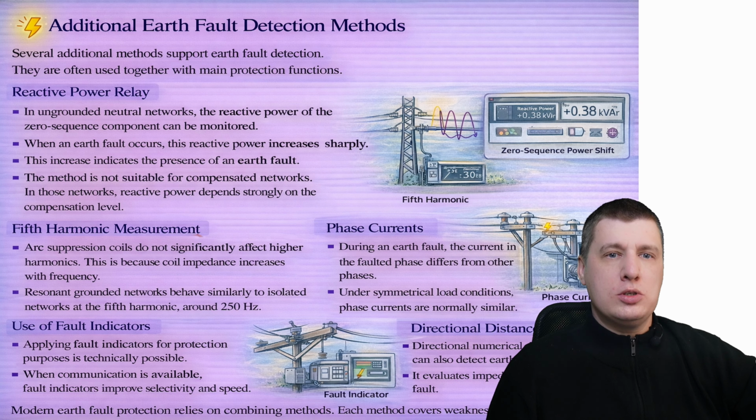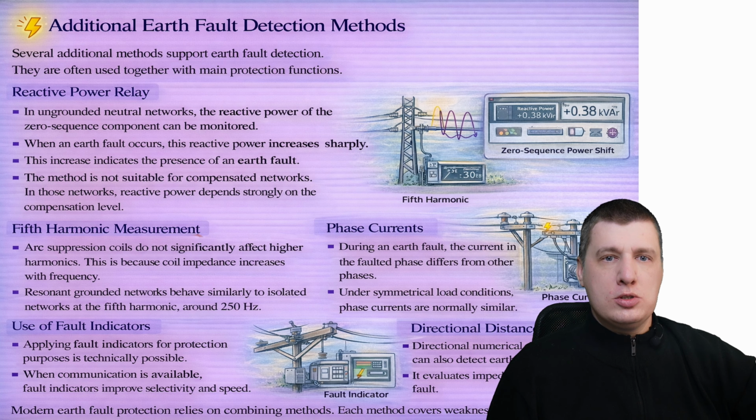In isolated neutral networks, the reactive power of the zero sequence component can be monitored. When an air fault occurs, this reactive power increases sharply. This increase indicates the presence of an air fault. The method is not suitable for compensated networks. In those networks, reactive power depends strongly on the compensation level.